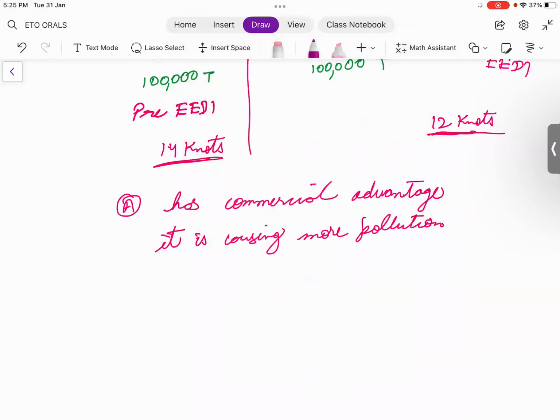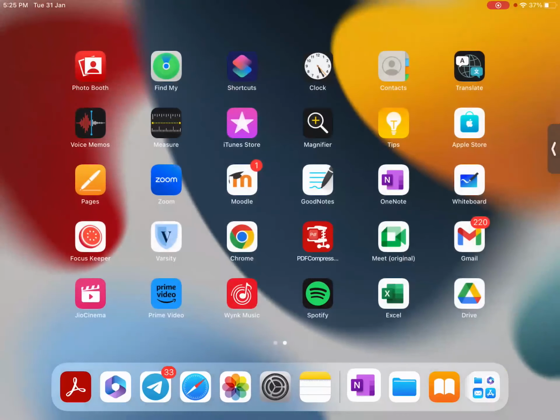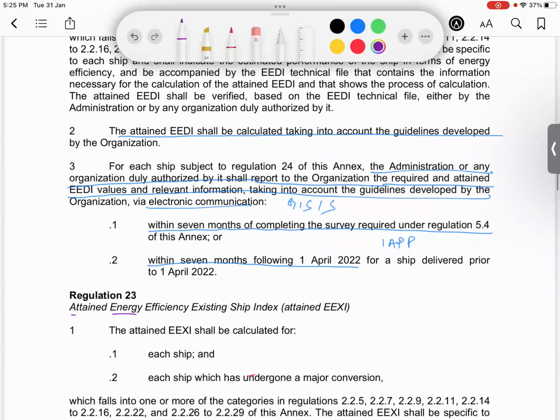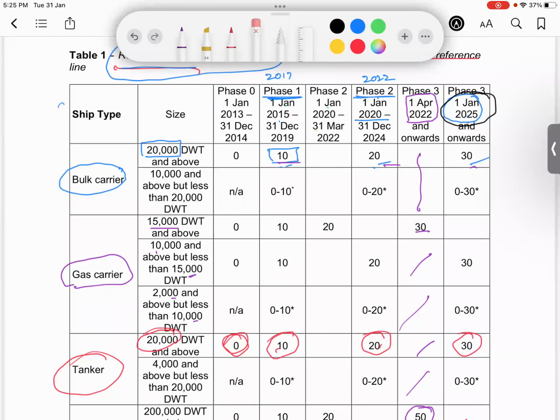Sorry for that. Anyway, so this has commercial advantage. This is the point number 1. Point number 2, it is causing more pollution also. So to keep such vessels in check who are pre-EEDI vessels, right? The concept of EEXI was introduced, right? One more thing I would like to tell you. तो समझ आ रहा आपको guys यहाँ तक? Understood why it is compulsory? Why it was introduced? समझ आया नहीं आया? Please tell me. So that the other vessels, yes, they don't have a commercial advantage, right? And they were causing pollution also, the old vessels.